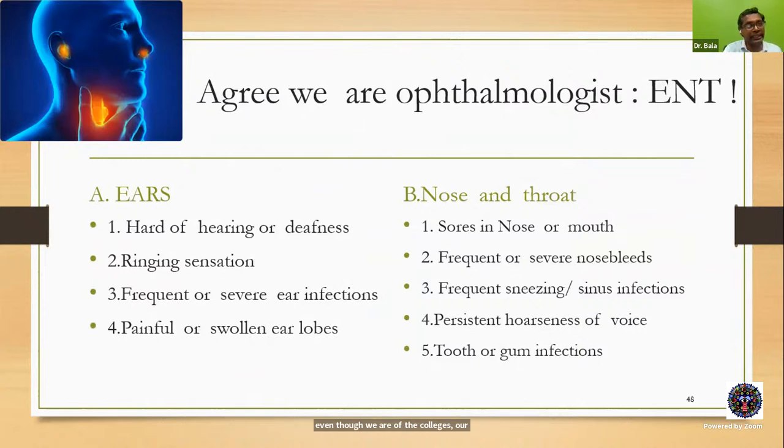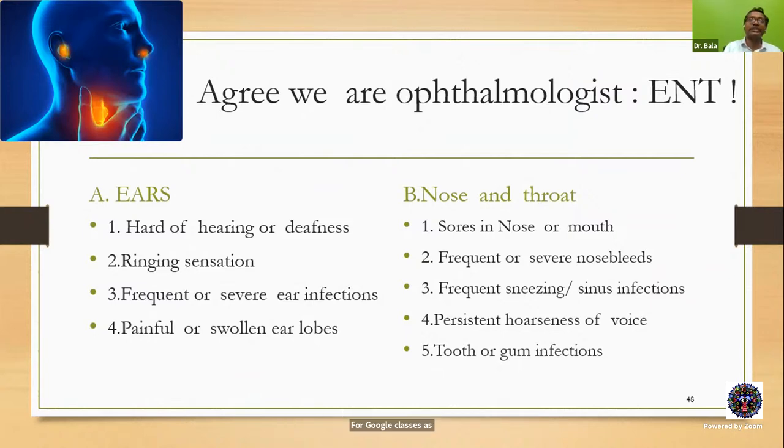Sometimes the ear symptoms like hardness of hearing or deafness, or a ringing sensation, can happen in VKH. Frequent or severe ear infections can happen when there is decreased immunity, and painful or swollen earlobes can happen in relapsing polychondritis or Hansen's disease as well. Nose and throat symptoms like sores in the nose are also relevant. Frequent or severe nosebleeds are important for Wegener's granulomatosis, recently called GPA. Frequent sneezing and sinus infection are relevant for tuberculosis as well as GPA.